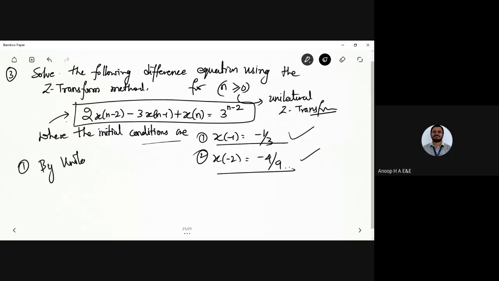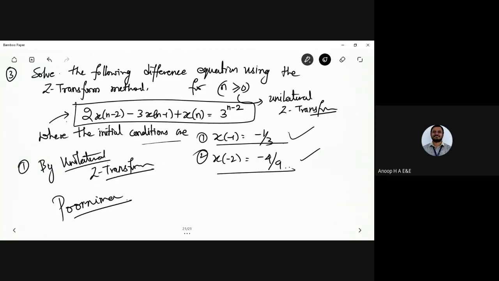by the unilateral Z transform, considering the time delay sequences. Both the sequences x of n minus 1 and x of n minus 2 are the delayed sequences, and you have to solve it by the unilateral Z transform. I can solve this one, but I'll give it to Purnima. She can solve it and let me know the answer.